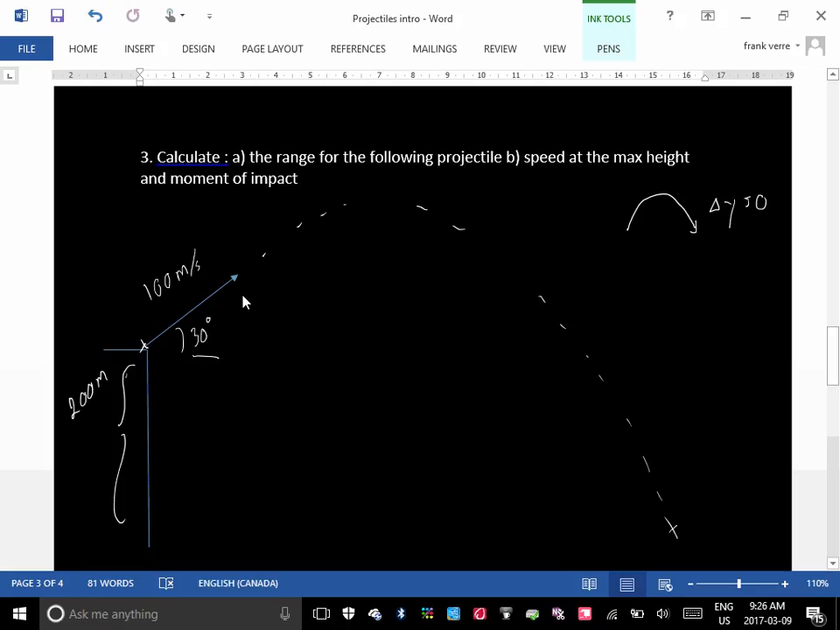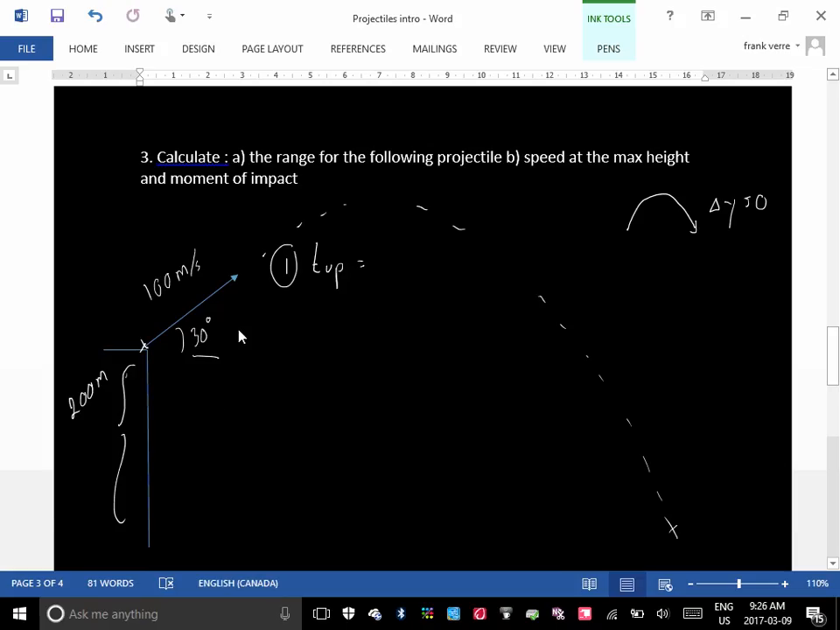So, we talked about yesterday that if you want to know how far the projectile goes, you need to know how long it stays in the air. So, first thing we're going to do is figure out how long this thing stays in the air. So, we're going to figure out the time. We're going to look at how long it takes to go up. I'm going to start with that one first, okay?